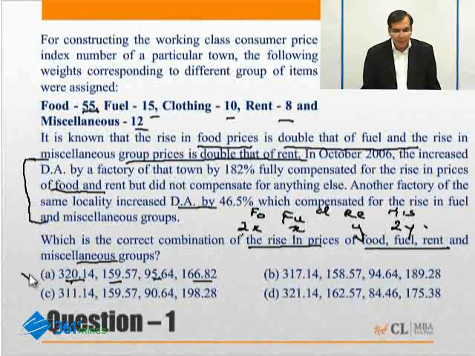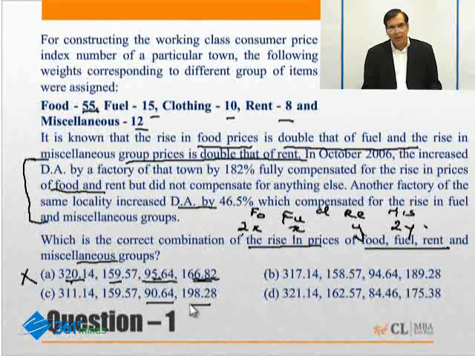Obviously, choice A is incorrect. Why? Because 95.64 into 2 is almost 190. This is 166. So this does not correspond to the data given. This is incorrect. Choice B, again 90.64, 190.28. 90.64 should have meant 180, 181.28. This is incorrect again because this is not double of this.